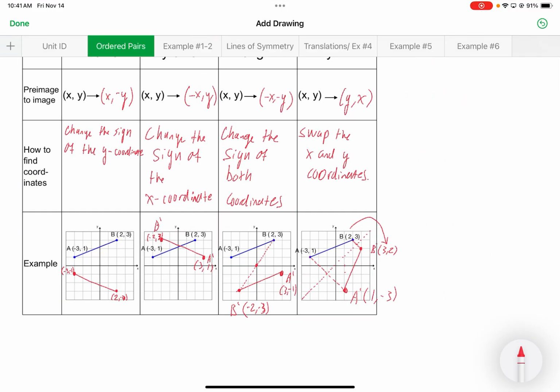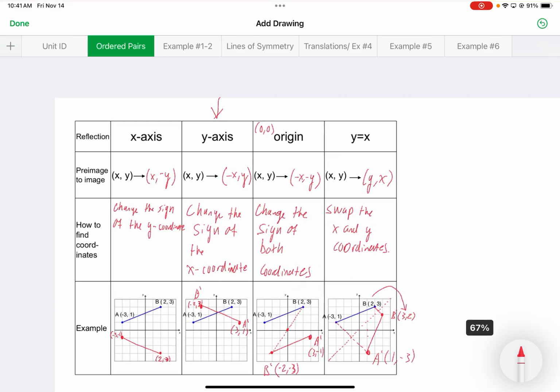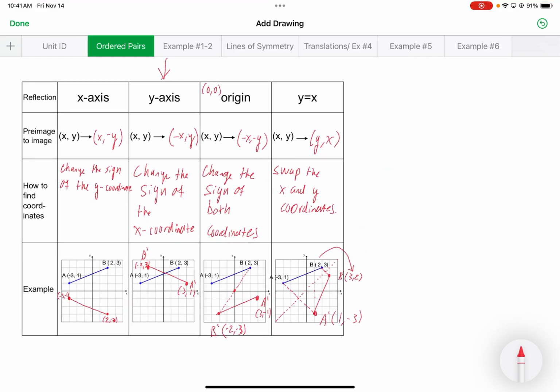Questions there? There's another one that we can talk about. You guys don't have to write this in if you don't want to. But you can also reflect things over the line y equals negative x.